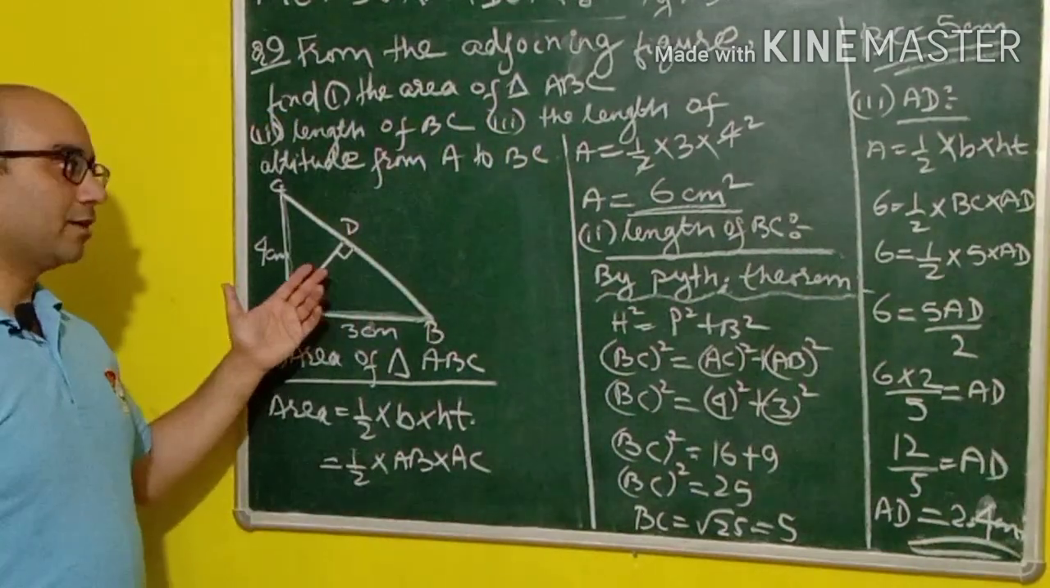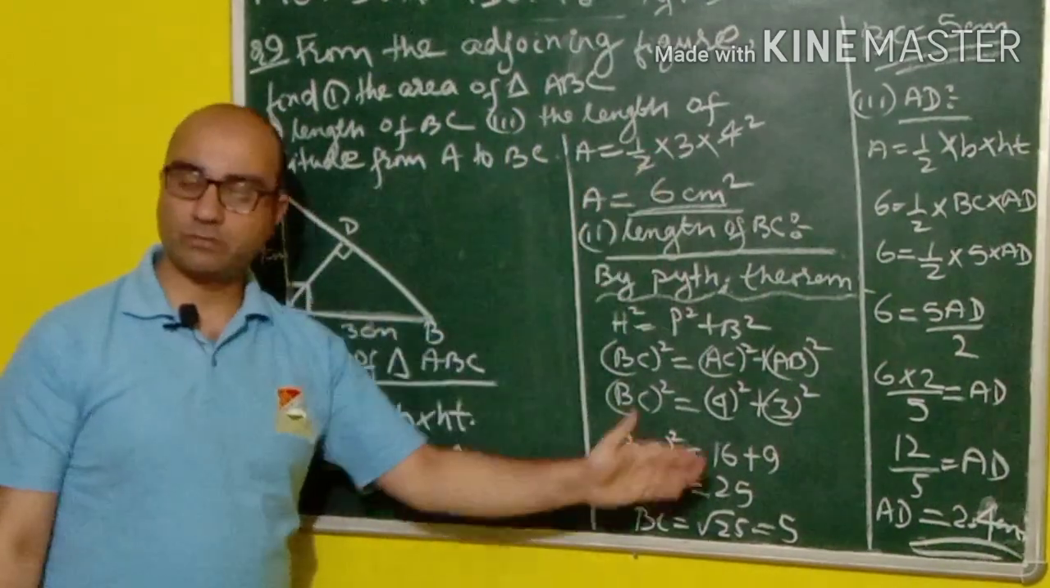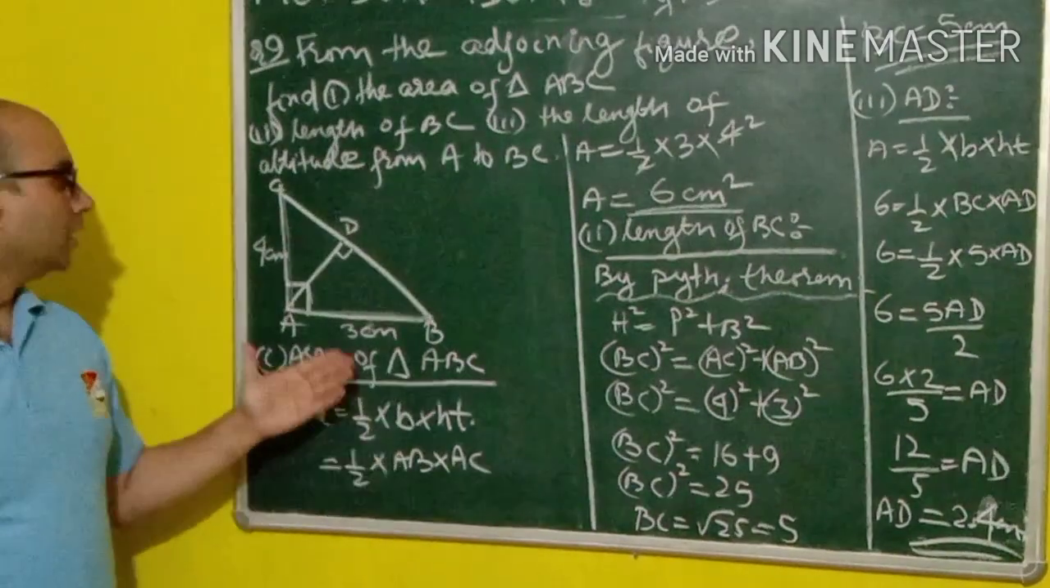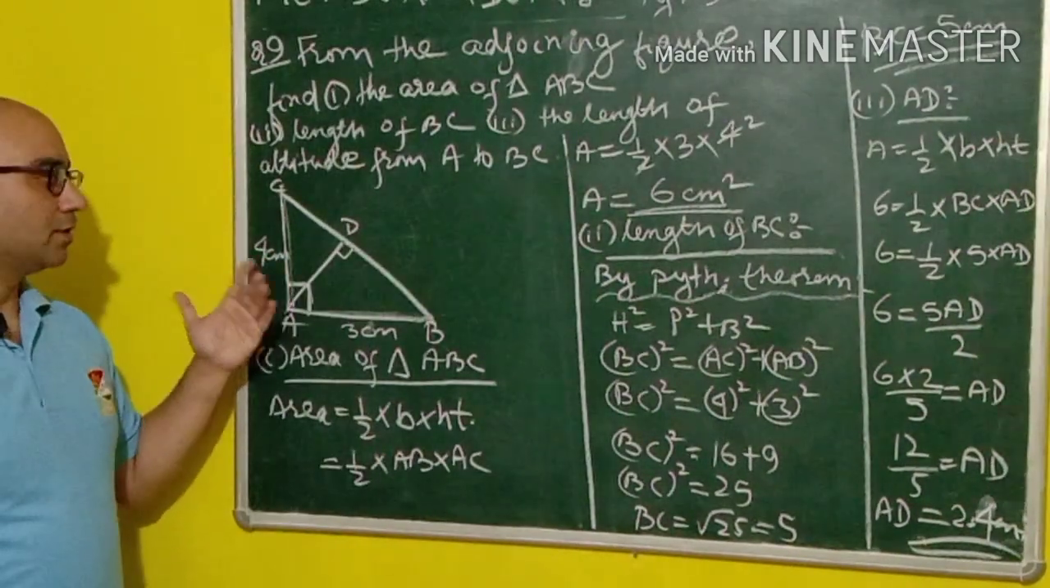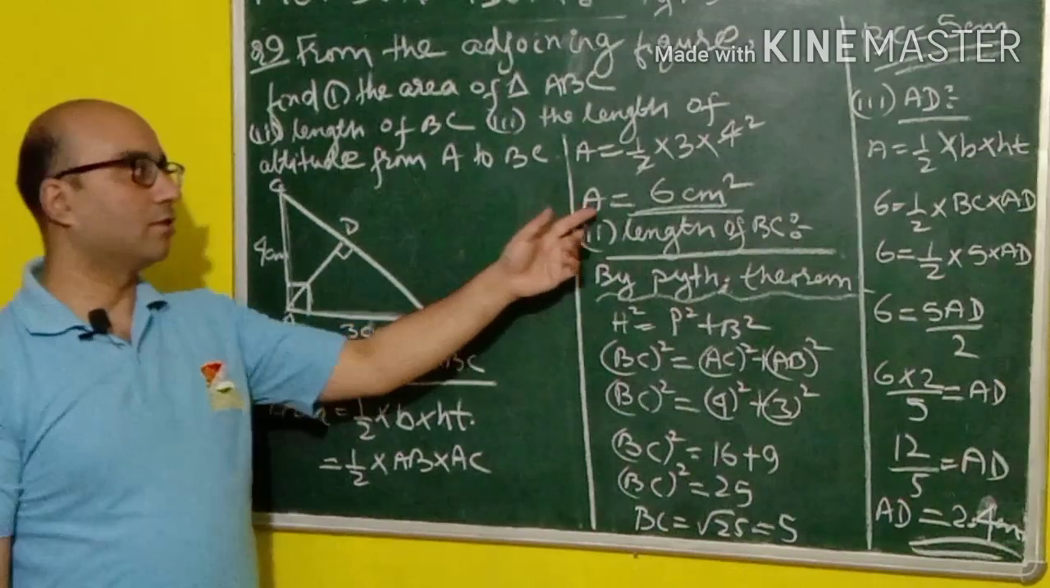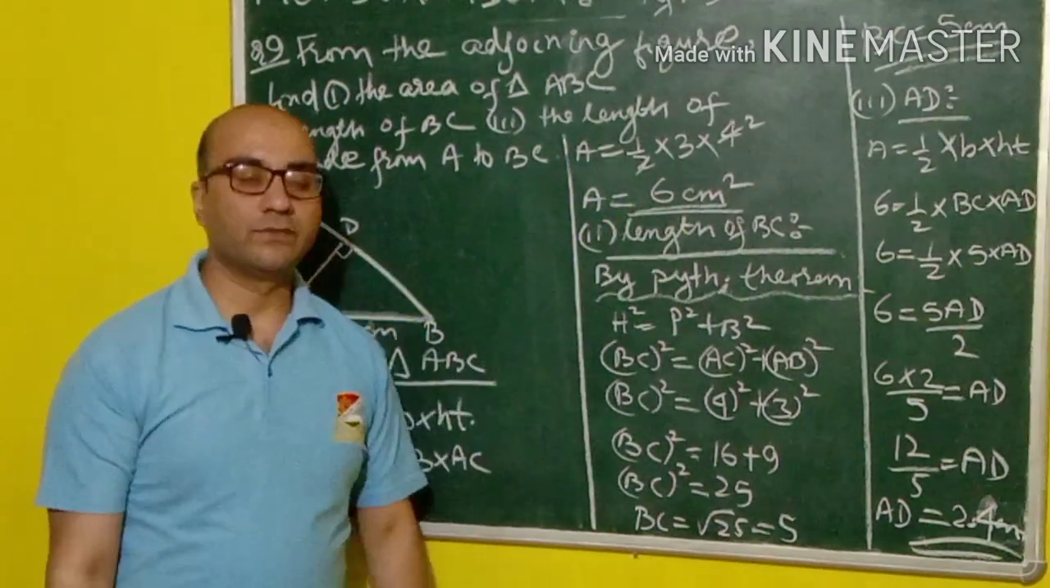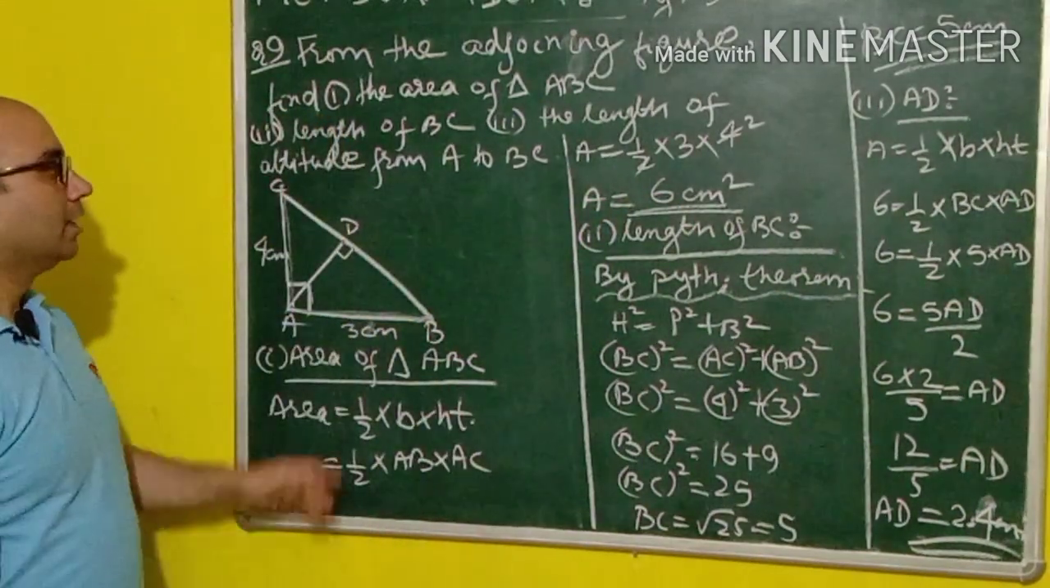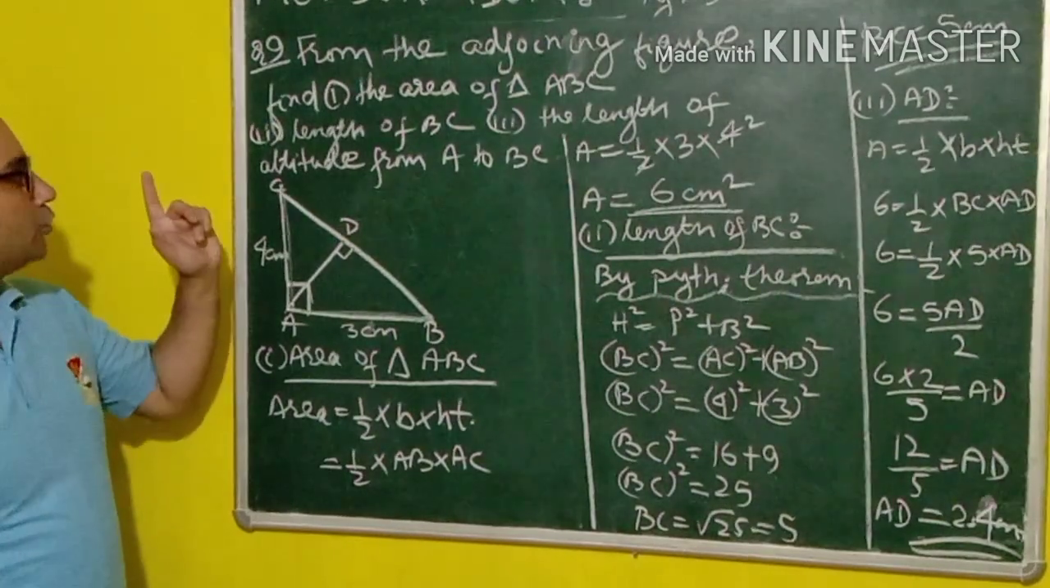So area of triangle ABC is equal to 6 centimeter square. This was quite a simple, straightforward question. The base and the height are given to us, and we just need to find the area. So area is equal to half into base into height, which gives us 6 centimeter square. Now let us check the next, Roman 2.